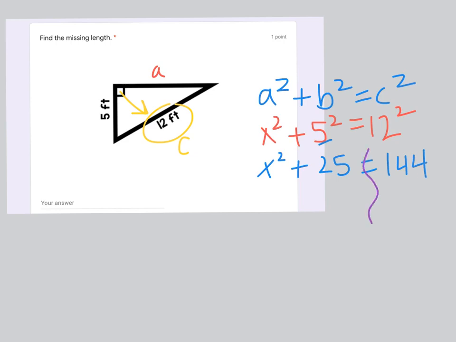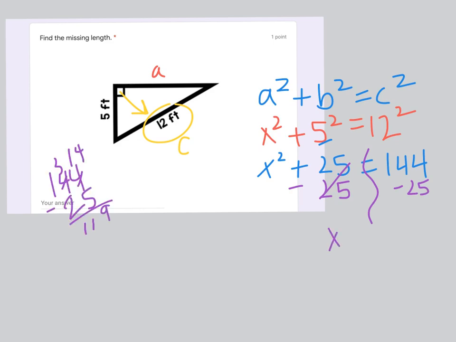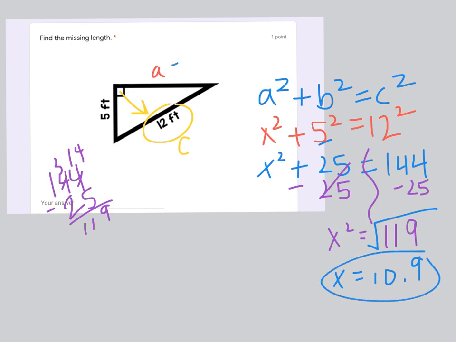And now we use inverse operations to isolate our variable. So since it's plus 25, we're going to subtract 25 from both sides. That gives us 119. And then the final step is to take the square root of that. I don't think this is a perfect square. No, it's not. So we get about 10.9. Okay, so then does that answer make sense? 10.9? It sure does, because our shorter sides are 5 and 10.9, and our longest side is 12.